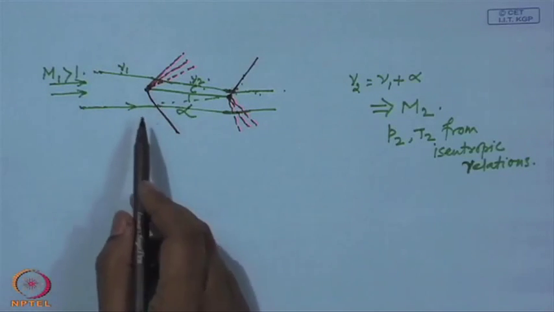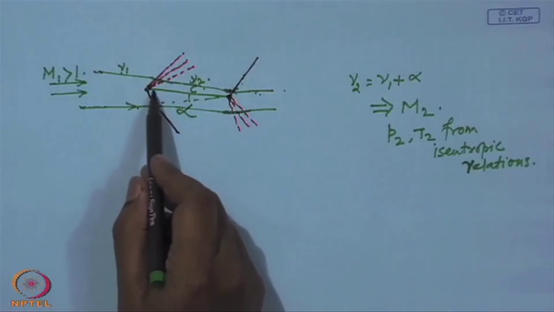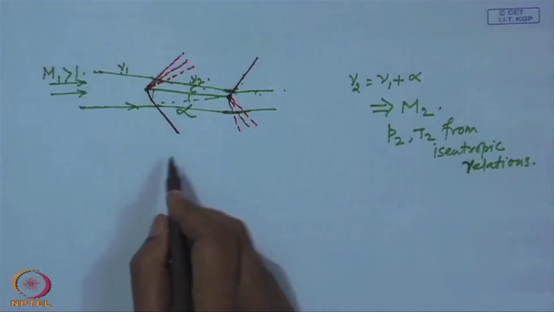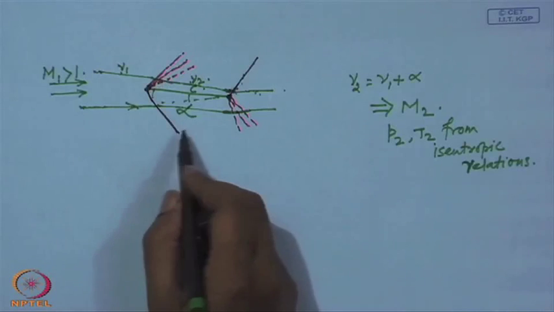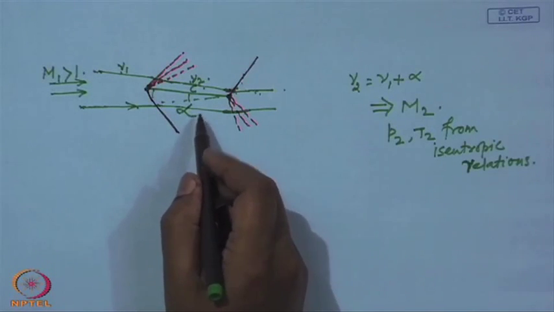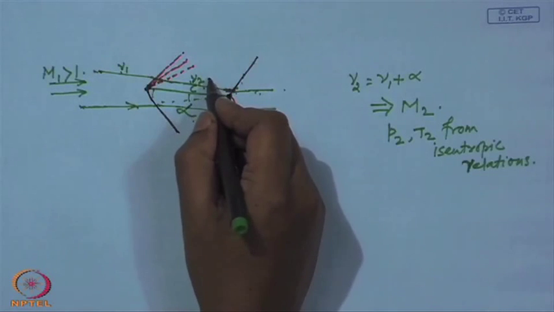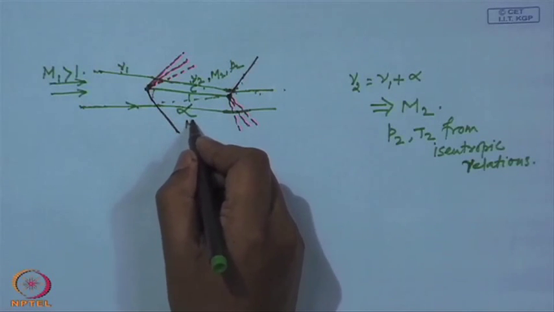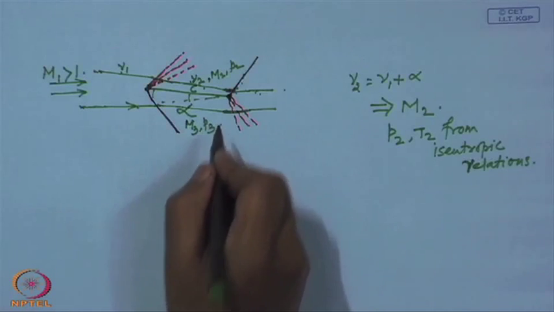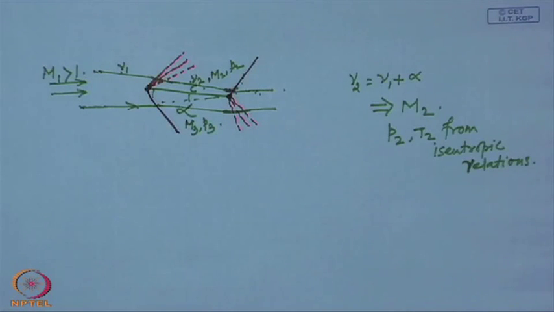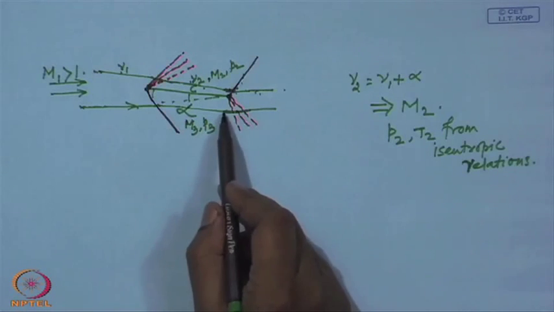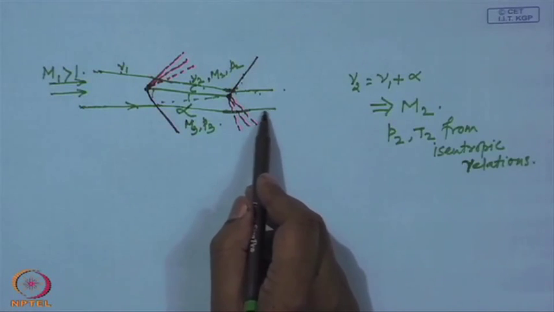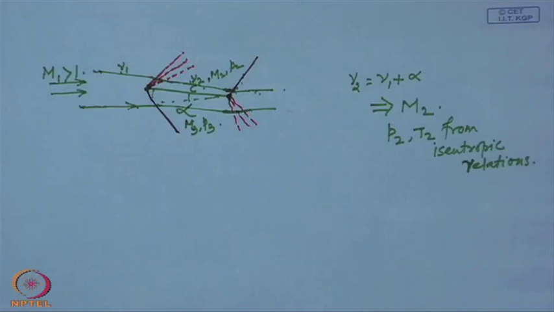Similarly, on the lower surface, knowing M1 and the flow turning angle theta, we can find out the wave angle beta and the downstream Mach number here, let us call that M3 and P3. The pressure will be higher here, and again knowing M3 and the turning angle, we can also calculate the downstream flow properties.